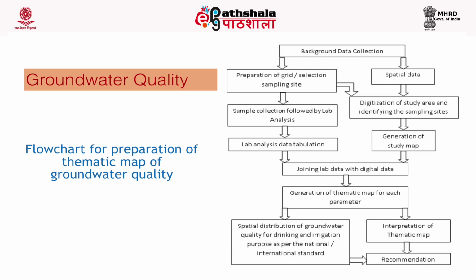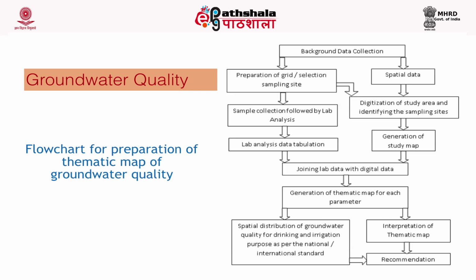From the background data, we can take out the spatial data. Spatial data will be digitized for the study area. In that map, the sample sites will be digitized, and from that a study map will be generated. Now the lab analysis data and study map both will be combined and digitized, and from this data we will generate a thematic map for each chemical parameter.